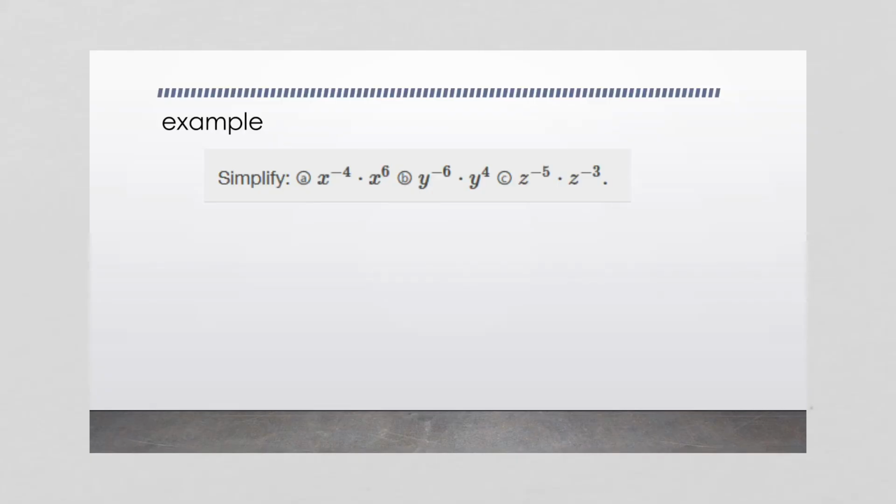All right, so now we're going to apply all the rules at once. This will be fun. Okay, so on part A, notice we have the same base. That means that we're going to add our exponents together. So we get x to the negative 4 plus 6, which gives us x to the second power. That's it. We're done.